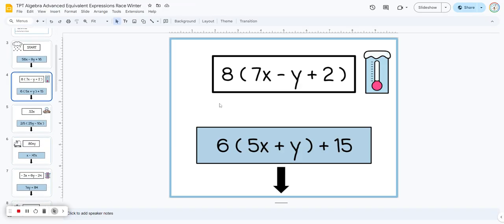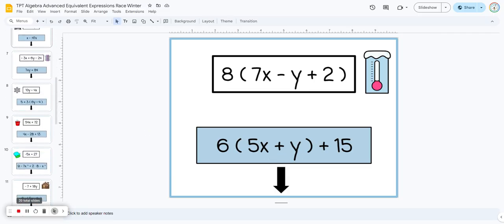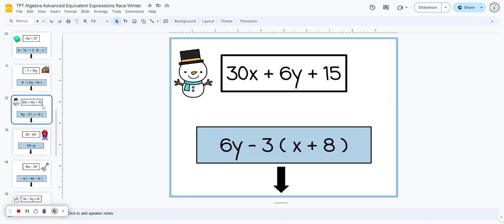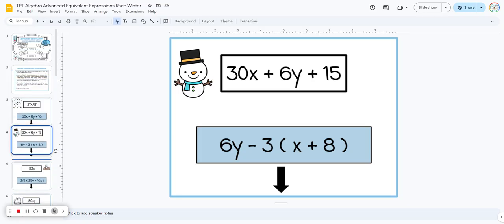Now the slide that they just moved, they're given a new expression they have to solve. Find an equivalent expression in the white box at the top of one of the other slides. So here they're looking for 30x plus 6y plus 15. And they just scroll up and down. Once they find it, click and hold, and then they're going to move it into place. So now it's the third slide, so that the second and the third slide now match.